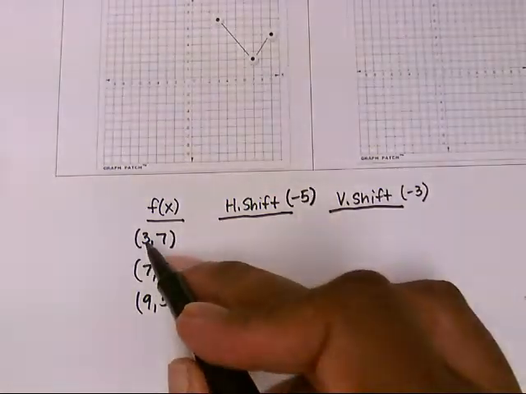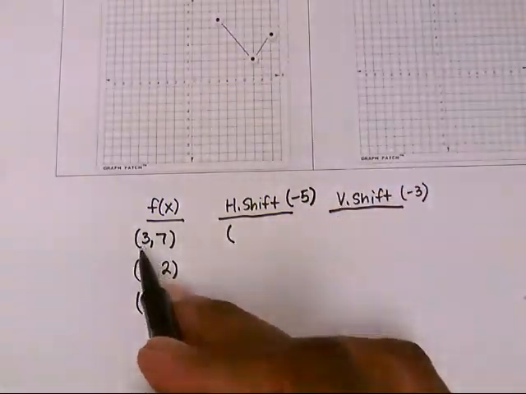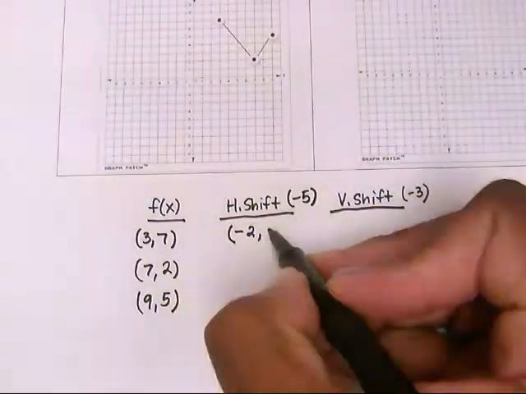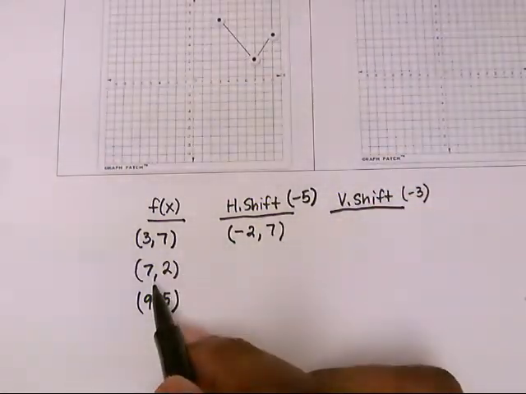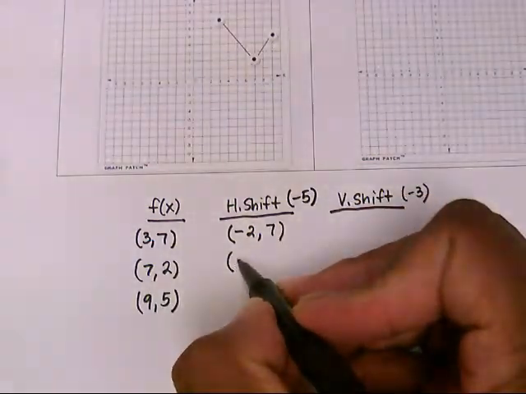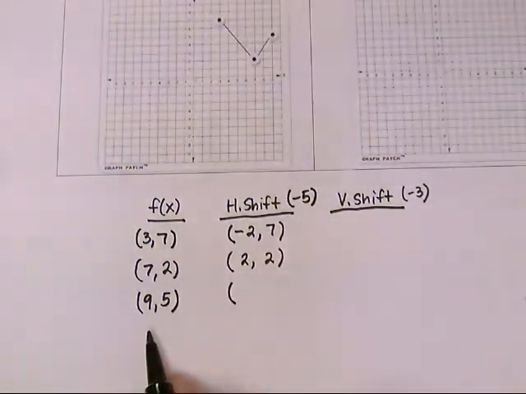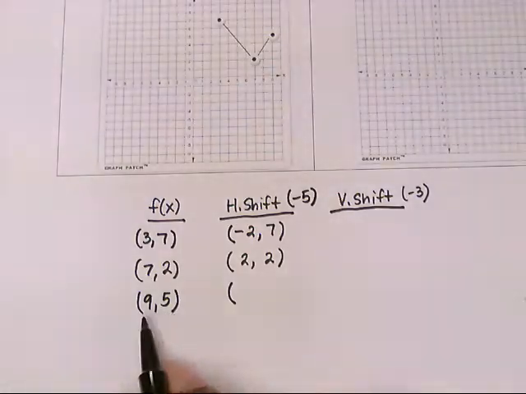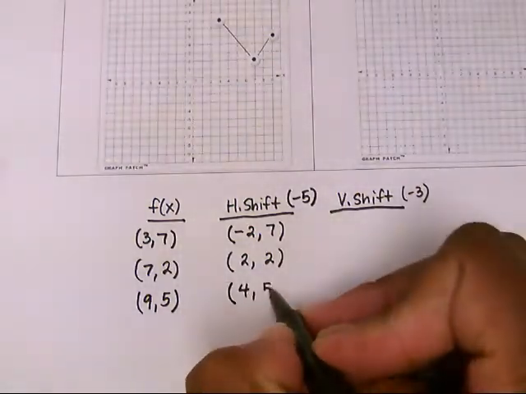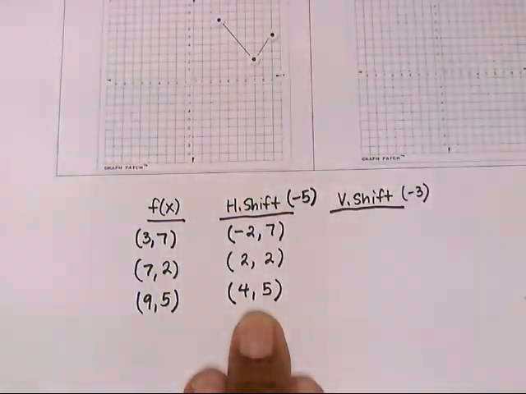I'm subtracting 5 from each x coordinate here. So for this first ordered pair, if I do 3 minus 5, that's negative 2. I'm going to bring over the 7. For the second ordered pair, if I do 7 minus 5, that will be 2. I'll bring over this 2. And then for this last ordered pair, 9, 5, if I subtract 9 minus 5, I'm going to get 4. So these are my ordered pairs after doing the horizontal shift.